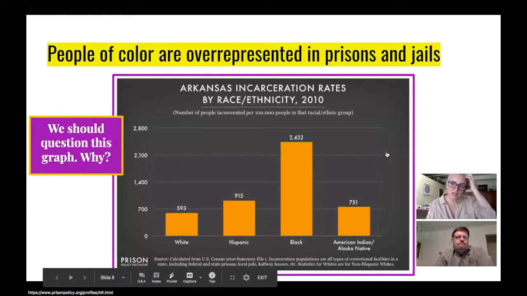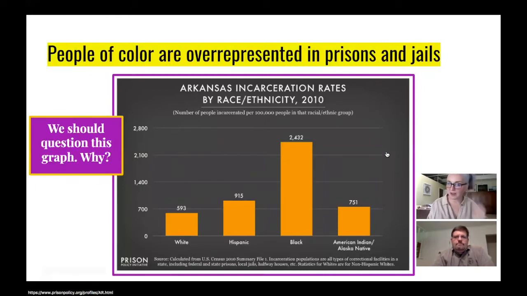Okay, so we're going to talk about standard deviation, but I need to lead you up to some information. If we think about how people of color are potentially overrepresented in prisons and jails, we might be presented with this graph. What we have here is the Arkansas incarceration rates by race or ethnicity in 2010, the number of people incarcerated per 100,000 people in the ethnic groups. We look at this graph and we say, wow, there's a lot more African American people than any other ethnic background. But why should we question this graph?